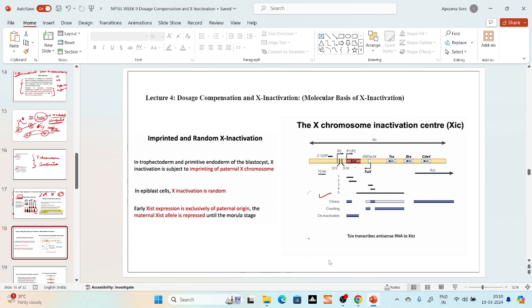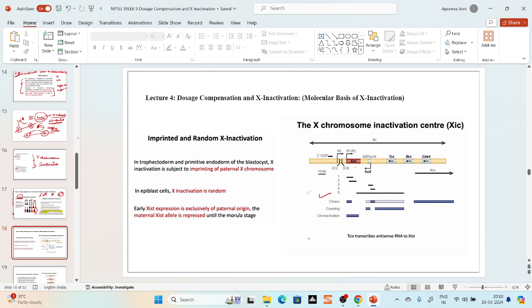That means up till the epiblast stage, the paternal X chromosome, that is the X chromosome that is coming from the males, from the father, is the only one inactivated. This memory is there. So it is not a random event that is taking place. It is a specific, well planned and well known event, that up till the epiblast stage, the paternal X chromosome would be inactivated. And this is known as imprinting of paternal X chromosome.